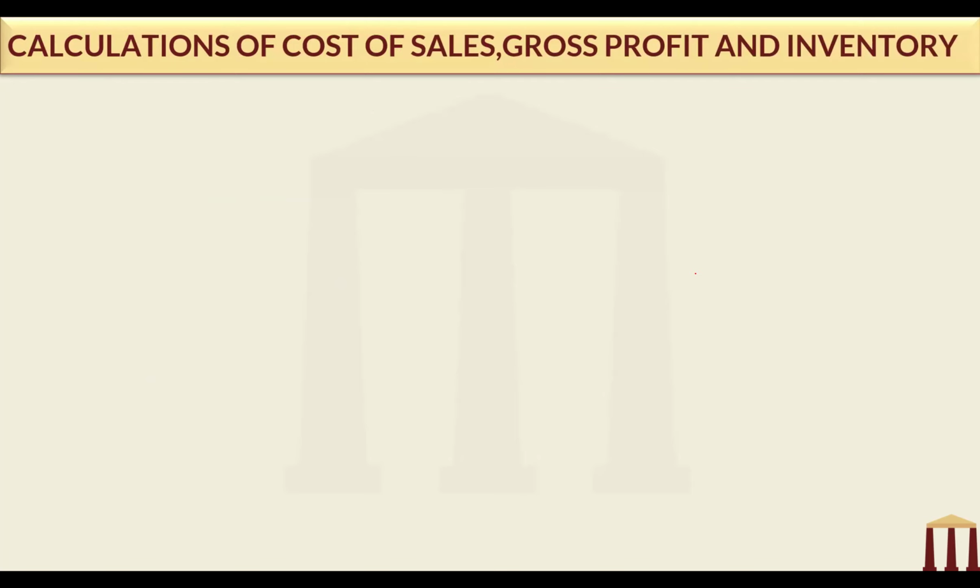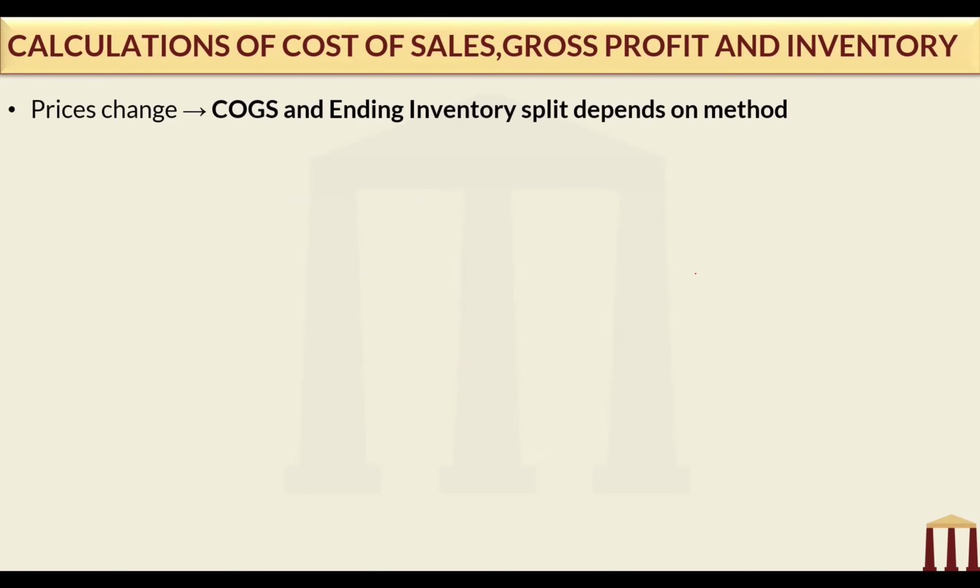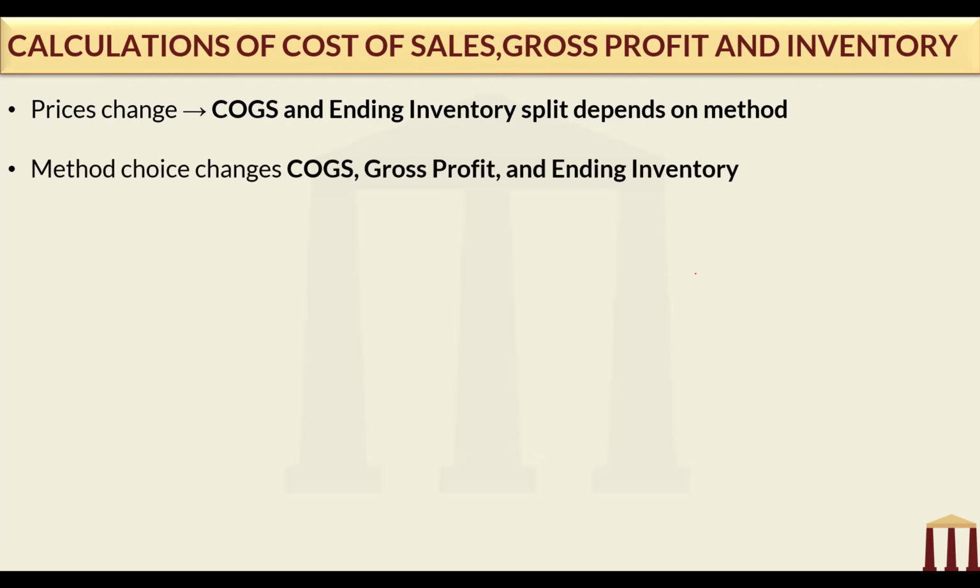Okay. Now, how do we calculate the cost of sales, the gross profit, and inventory? See, if the prices are changing, then of course the cost of goods sold and the ending inventory will be affected. I'm going to use cost of goods sold and cost of sales interchangeably. I can say COGS or I can say COS, cost of sales, I'm implying the same thing. So obviously it will depend on the method, and the split between the cost of sales and inventory is not fixed. So everything will change even if the sales volume is the same. Multiple choices will change.